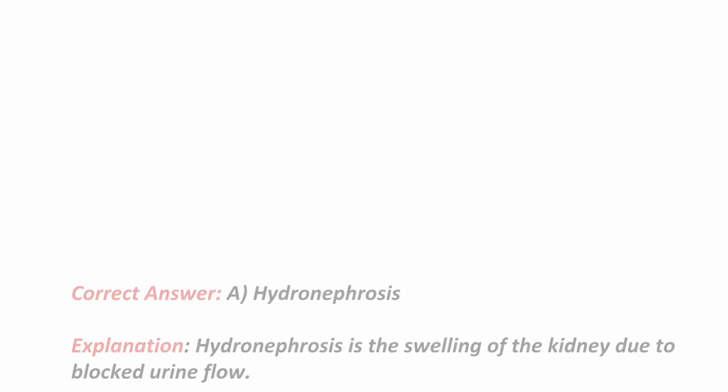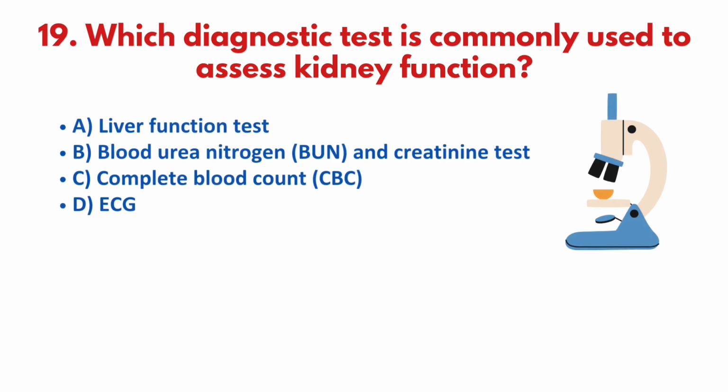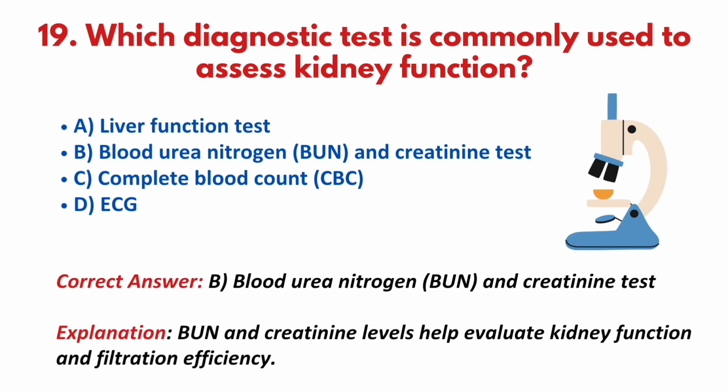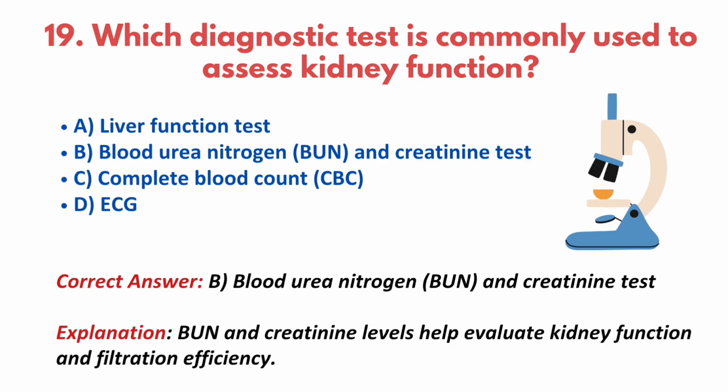Moving towards the next question. Which diagnostic test is commonly used to assess the kidney function? Options are liver function test, blood urea nitrogen and creatinine test, complete blood count and ECG. And the correct answer is option B, blood urea nitrogen and creatinine level. It helps to evaluate the kidney function and filtration efficiency. So the correct answer is option B.